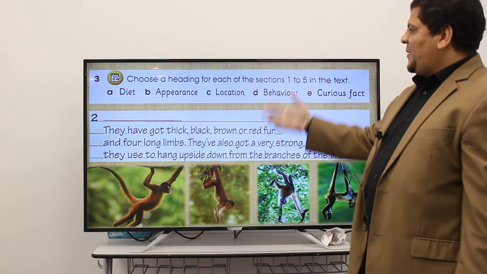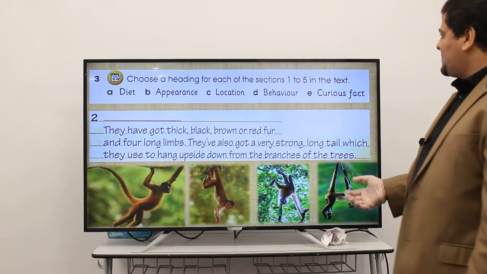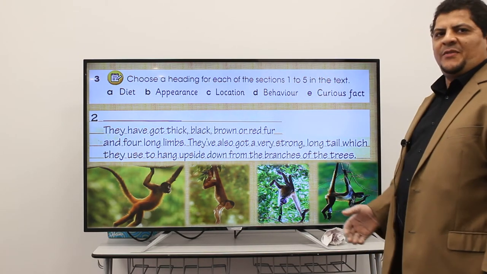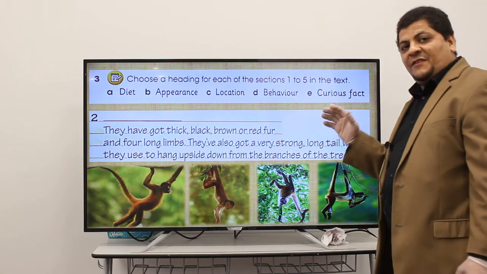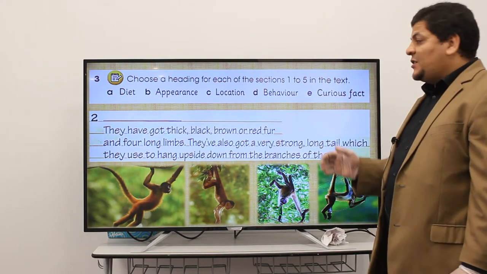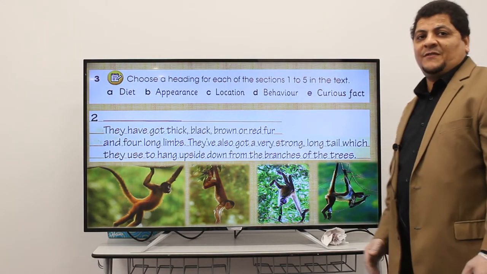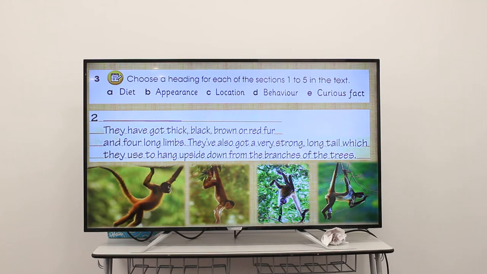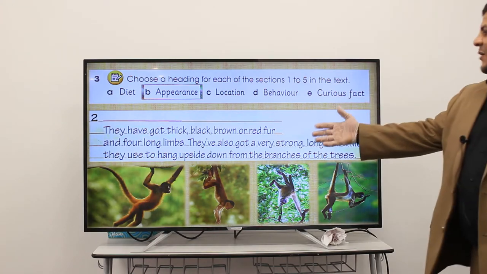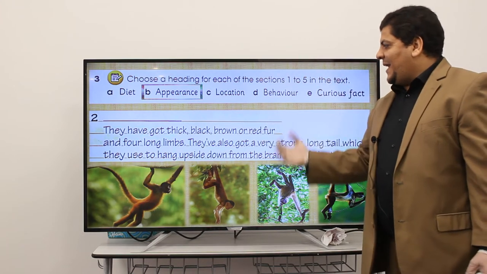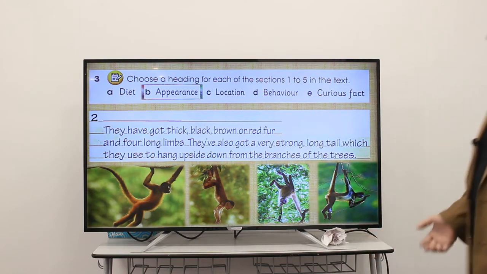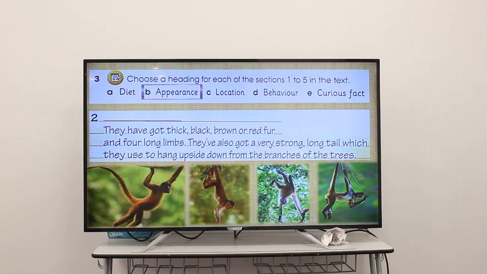So here we have five options. Is it diet, appearance, location, behavior? Is it the curious fact about them? You need to read it very carefully after listening to find the answer. So, if you concentrate here, you are going to see that the answer is appearance. Why appearance? Because they are talking about thick, black, brown, red fur. So, this is good appearance.